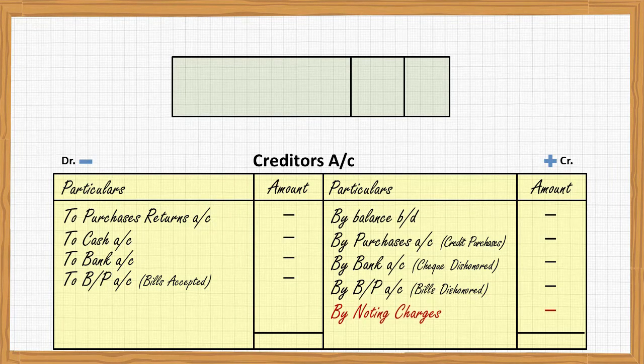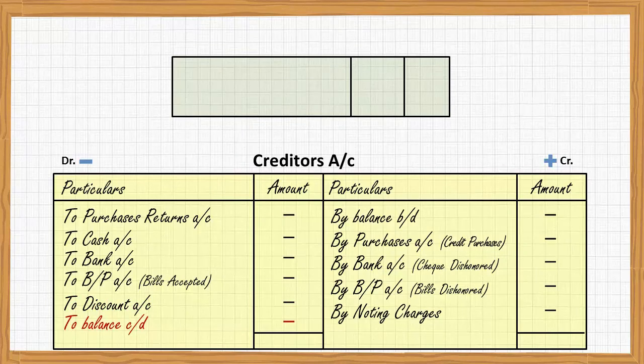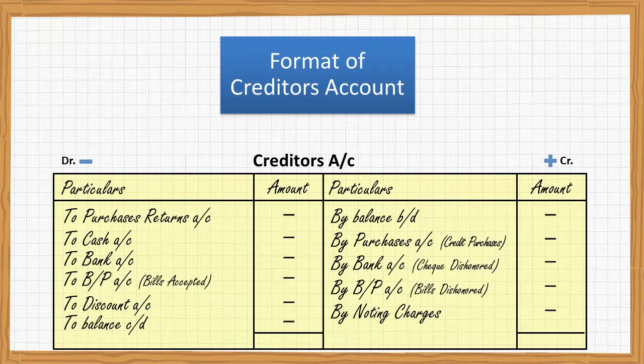If we receive any discount from the supplier, the journal entry is creditors account debit to discount account. So on the debit side, to discount account. And at the corner, to balance CD. This is the closing balance. So this will be the format of creditors account. You must remember all the items.